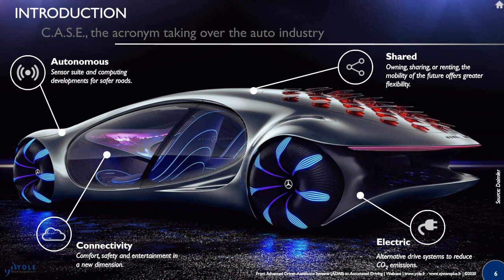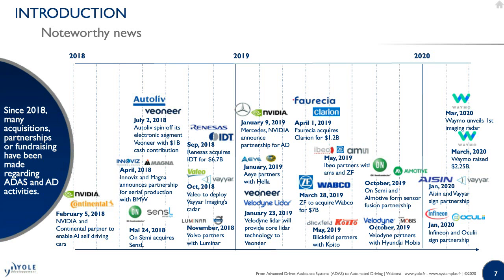On the next slide, on slide 7, you see the recent news related to ADAS, so it's acquisition, partnership, or fundraising that have been made regarding ADAS and autonomous driving. This is related to camera, radar, LiDAR, and computing. And you see that many players are developing partnerships or acquiring other players, and you see that it's very active, and it is expected to continue in the next years.